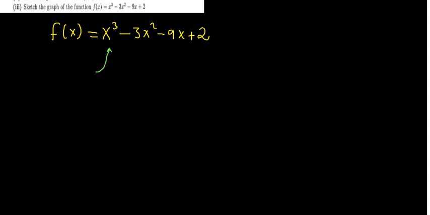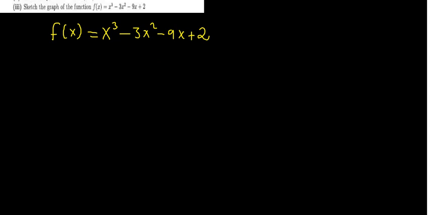Therefore, let me try 2. If I put a 2 here, 2 to the power 3 is 8. Minus, if I put a 2 also here, 3 times 2 squared, that is a 12. And then if I put a 2 there, it will be 18, and then plus 2. So this is giving us 8. I can simply start with 8 plus 2, which is a 10, minus 12 minus 18. That's not a 0.